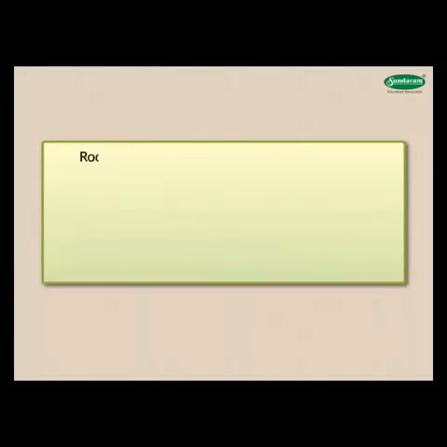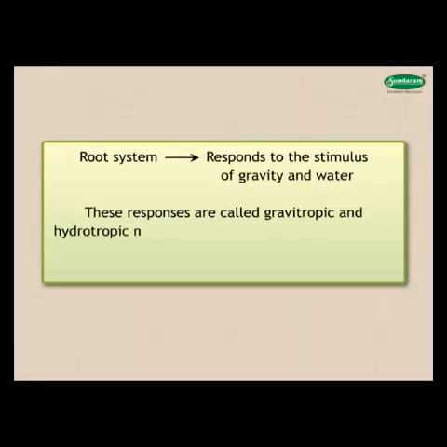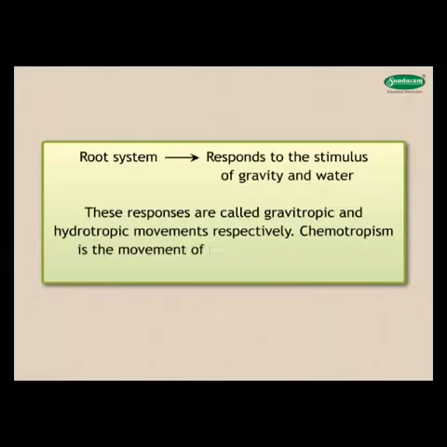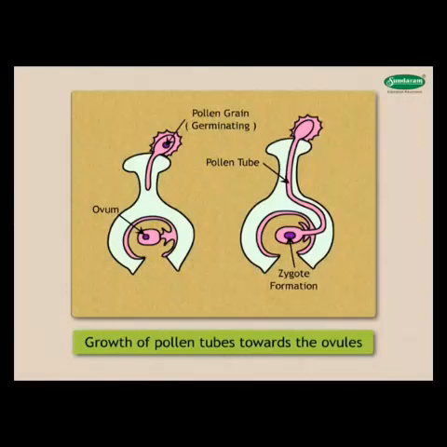On the other hand, the root system of the plants responds to the stimulus of gravity and water. These responses are called gravitropic and hydrotropic movements respectively. Chemotropism is the movement of a plant part in response to certain chemicals. Example, the growth of pollen tubes towards the ovules.